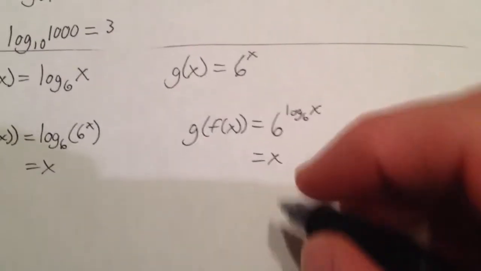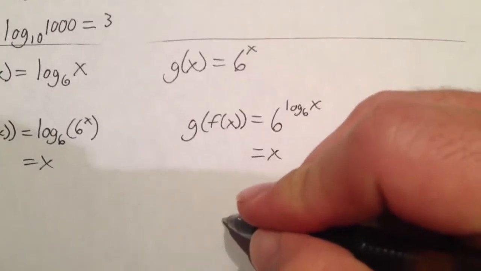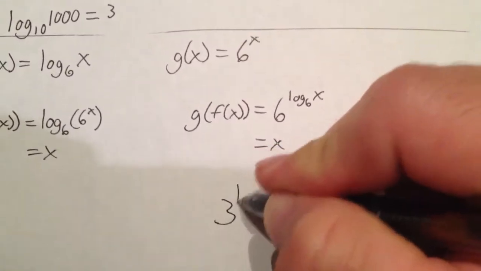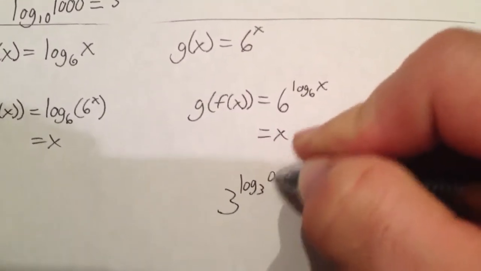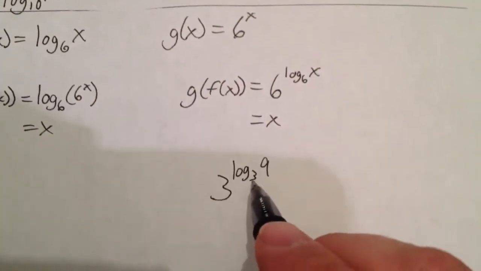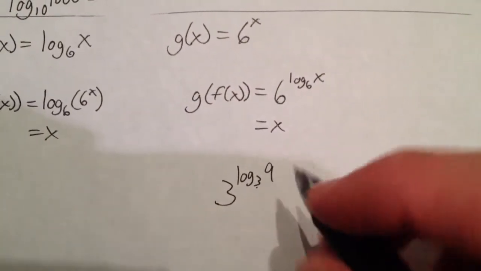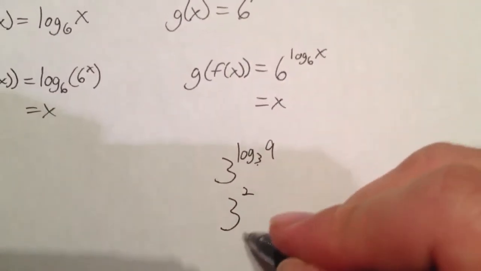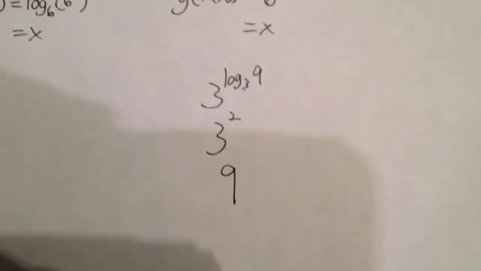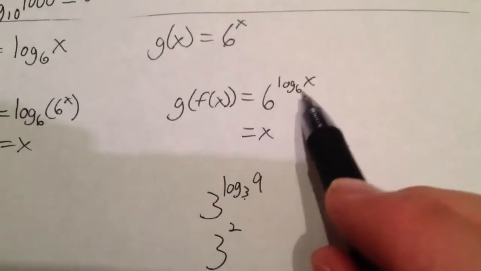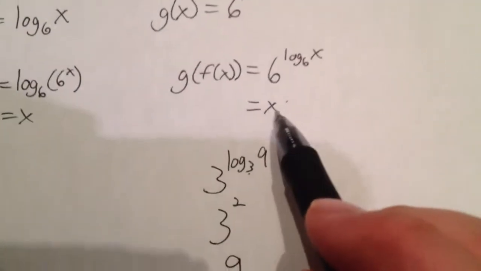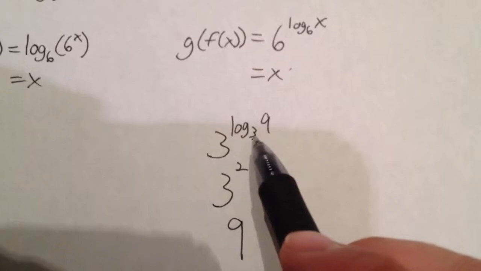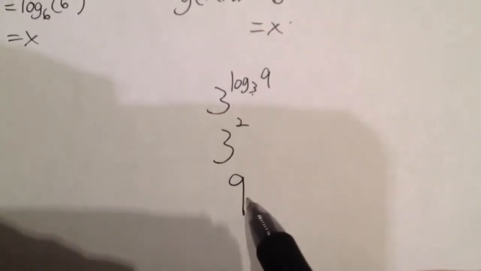This one's a little bit easier if you actually look at a number here. If you have 3 raised to the log base 3 of 9, 3 to what power is 9? That's right, 2. So this is really 3 squared, which is 9. So like I said, 6 to the log base 6 of x is x. 3 to the log base 3 of 9 is 9 when you raise that.